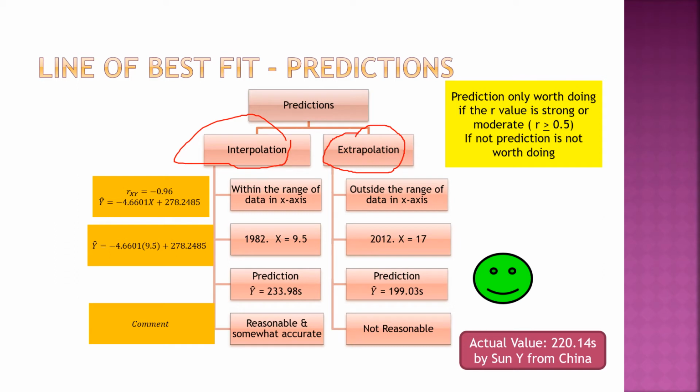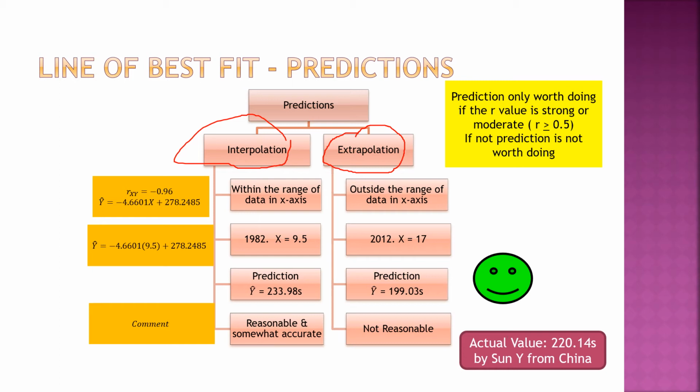So if you look at what we did together just now, rxy is negative 0.96 and y is negative 4.6601x plus 278. So we are using this line of best fit at the moment. Now we want to do prediction. Why is it called prediction? Because this is a line of best fit. It's not an accurate line. It's just a line of best fit. So whatever you find from this line is a prediction.